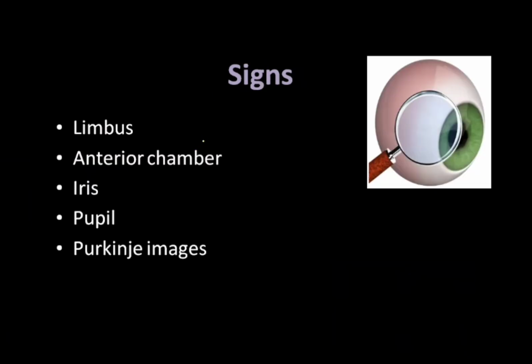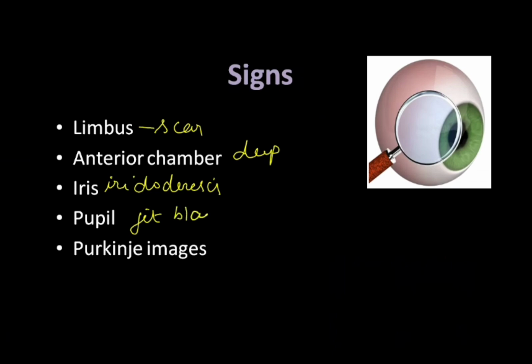Now what are the signs? Coming on to signs, at the limbus you can see a surgical scar near the limbus. Anterior chamber will become deep in these patients. Coming on to iris, there can be mild tremulousness of iris, which is called iridodonesis. Pupil becomes jet black in color. Coming on to Purkinje images, normally you will see 4 images in this test, but here you will see only 2 images. So these are the signs you can see.